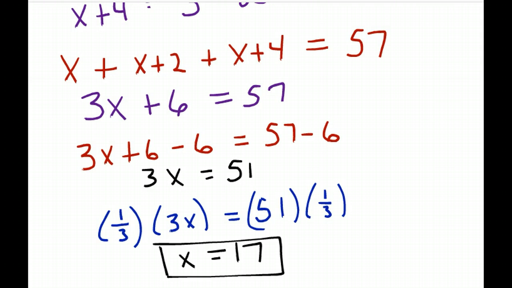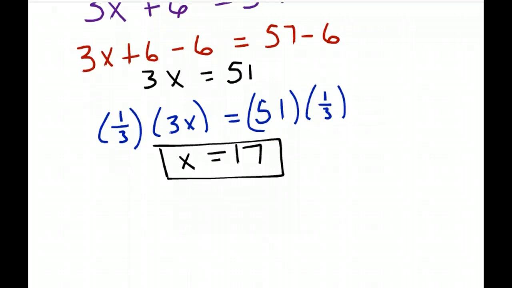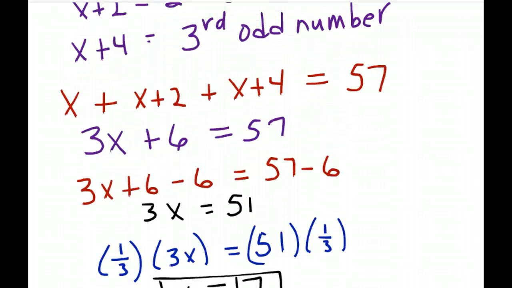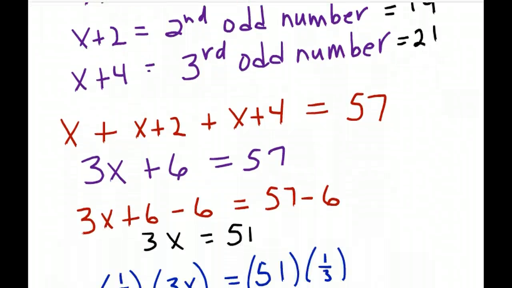Have we finished this problem? No, because it said we need to check and we need to actually tell what that means, x equals 17. So if 17 is our first number, then 17 plus 2 is 19. That's our second number. And 17 plus 4, 21 is our third number. So we're saying the 3 numbers are 17, 19, and 21.